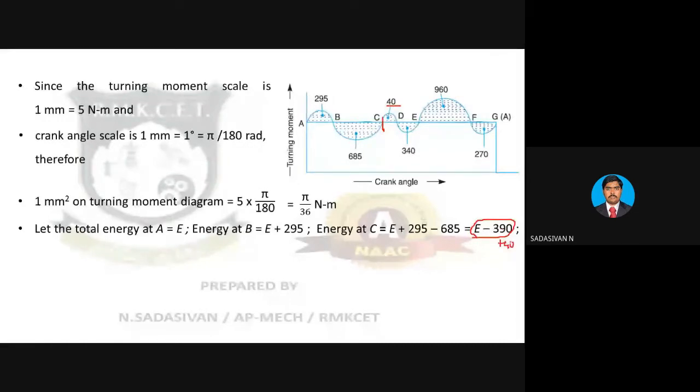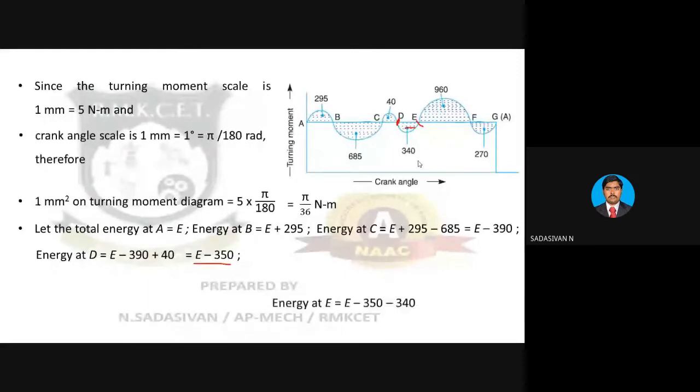From the previous answer, it is E minus 350. Next, I am going to point E. From the point D energy E minus 350, subtract another 340. So it becomes E minus 690. It goes to a very negative value. So now I have E minus 690.